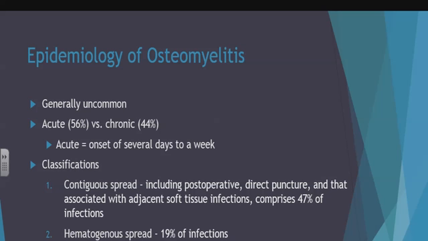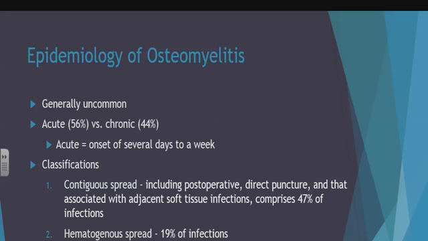So there are different classifications as far as the different types of osteomyelitis that can occur. The first one would be contiguous spread. So it's going to be kind of that picture I presented with that soft tissue infection, then kind of going deeper and invading into the bone. And almost half of the infections are contiguous infections.